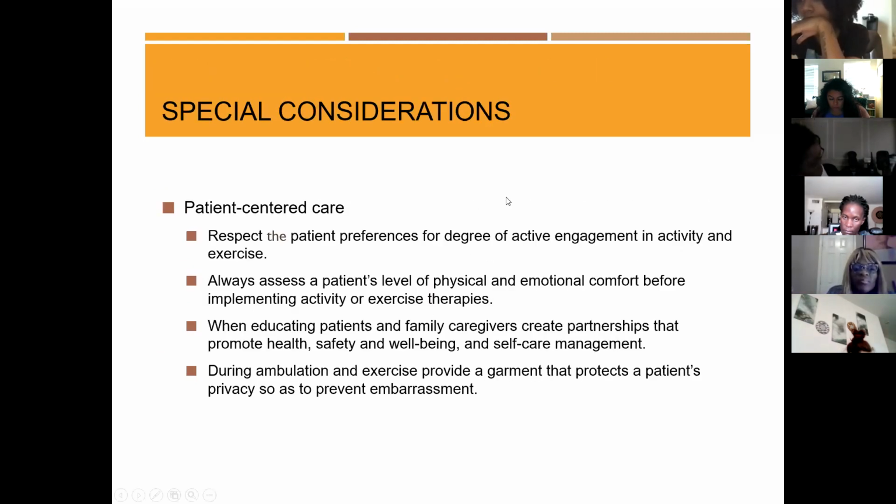All right. So make sure that you are providing patient-centered care. Always assess your patient's physical and emotional comfort. Always keep in mind your patient and their family when you're providing education. Make them involved. Don't just tell them, have them help you do, okay?